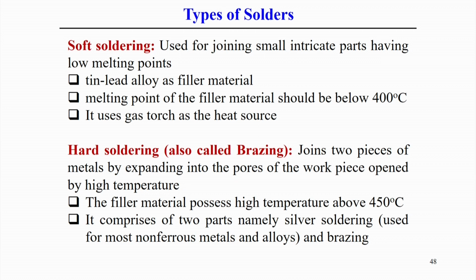Soft soldering is used for joining small intricate parts having low melting point. So, the melting point is low. Tin-lead alloy as filler material can be used, and of course the melting point of this filler material is below 400 degree centigrade. In this case, to locally melt that filler material, we generally use a gas torch as a source of heat. So, a typical characteristic of soft soldering in general is that the operation is done at the lower temperature, below 400 degree centigrade.